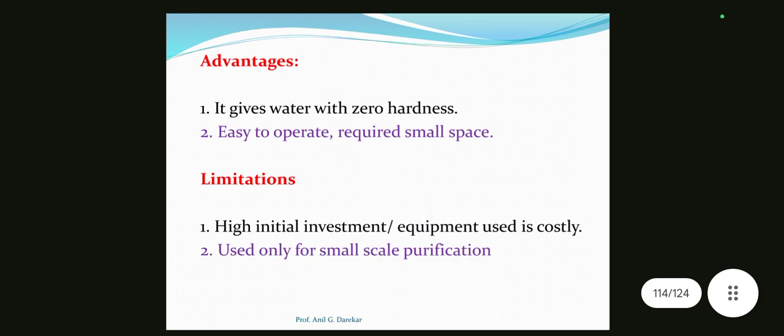As far as advantages are concerned, we get water which is completely free from cations and anions. That is, we get water with zero hardness. Second, it requires small space and operation is very easy. As far as limitations are concerned, it requires high initial investment and the equipment is costly. And second, we use this method for small scale purification. So this is the ion exchange method for getting water which is completely free from ions.